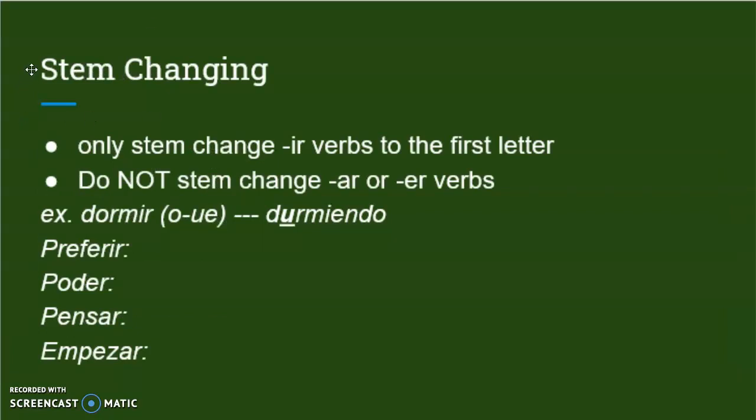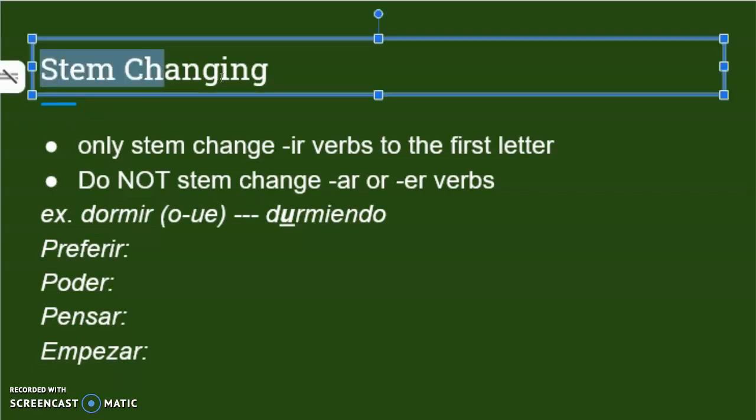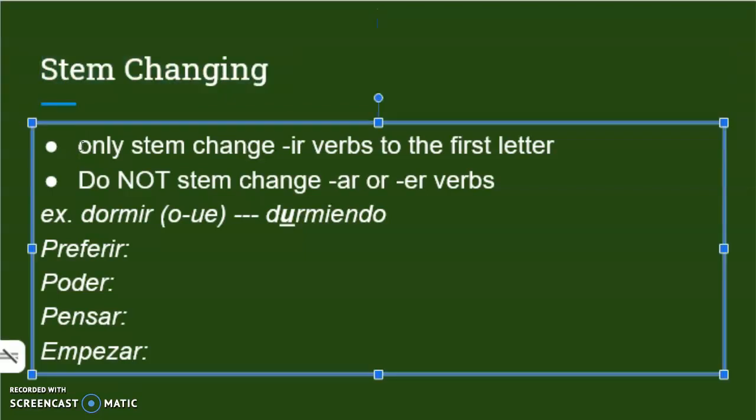And here are a few extra rules about forming the ando, yendo, ing part. In this tense, the stem changing is actually kind of similar to the preterite tense. You do stem change sometimes, but most of the time, no. You're only going to stem change IR verbs, and then you only change them to the first letter. So if it's an AR or ER verb, you do not stem change it at all. So that's the same as the preterite tense, never stem change AR or ER. If it's an IR verb, it only changes to the first letter. So like sleeping is durmiendo with just a U there.